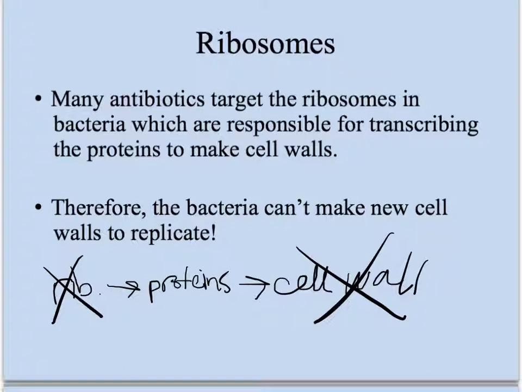They can't reproduce. The ribosomes in prokaryotes and eukaryotes are different. This is why we can take antibiotics and it leaves our eukaryotic ribosomes alone. It doesn't take out our ribosomes and kill us.